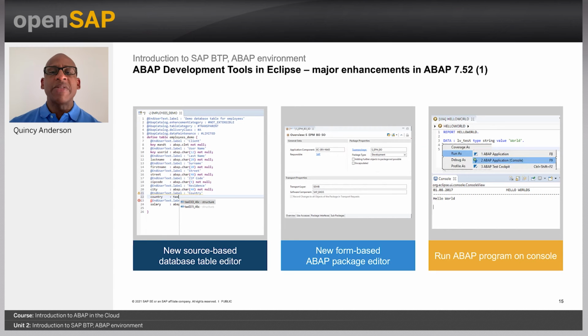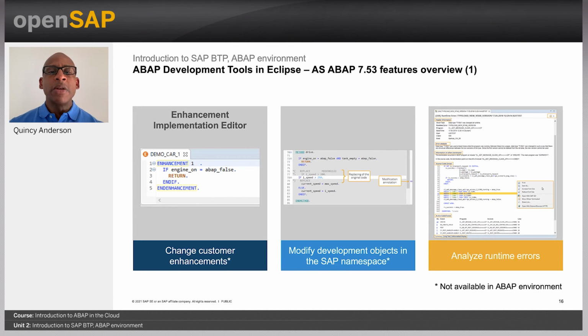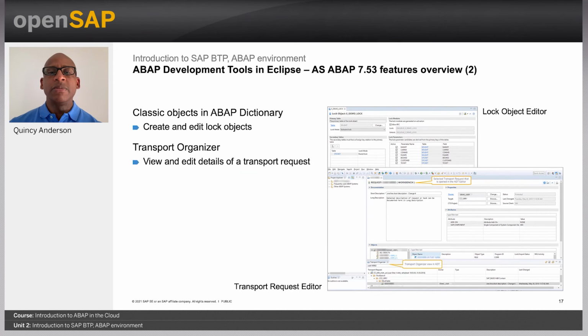For ABAP Platform 7.52, we have a redesigned table editor, a package editor, and the ability to directly run ABAP programs and see output in the console. For ABAP Platform 7.53, as developers, we can implement enhancements and modifications and use the Runtime Analyzer to analyze errors. Finally, and also for ABAP Platform 7.53, we can create and edit lock objects, as well as both see and edit ABAP transport requests.